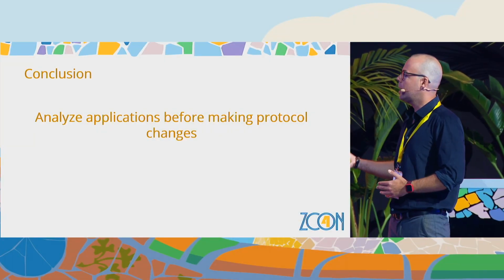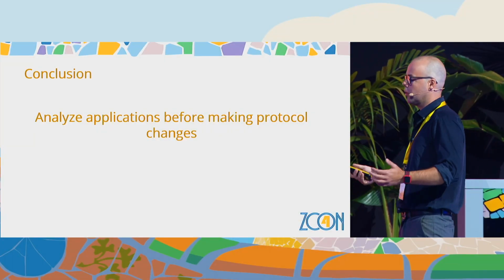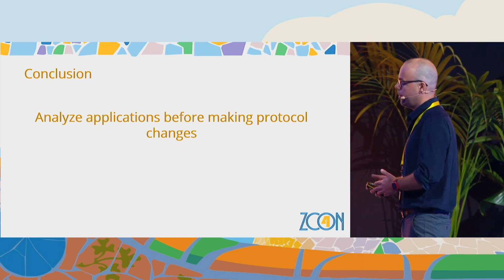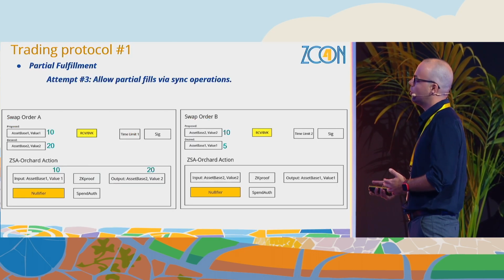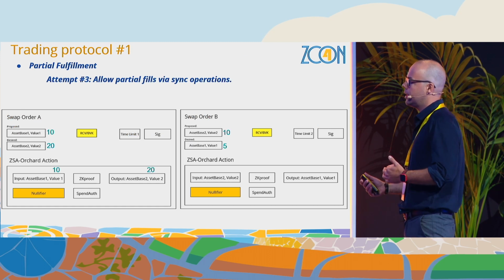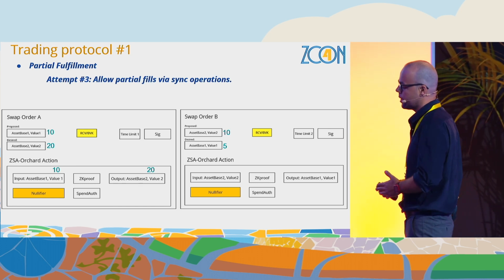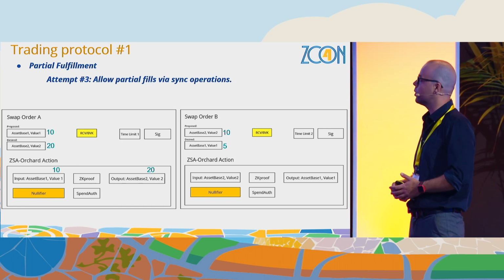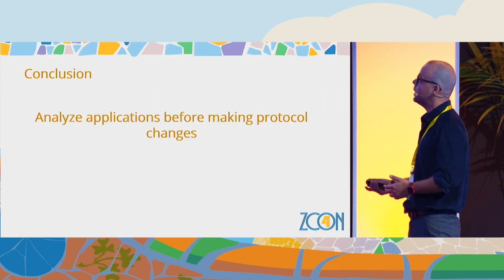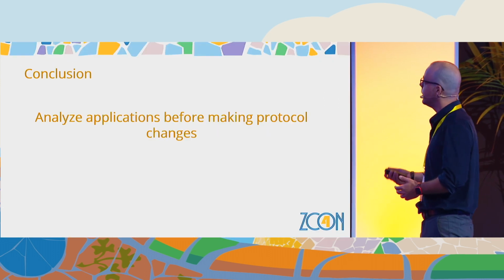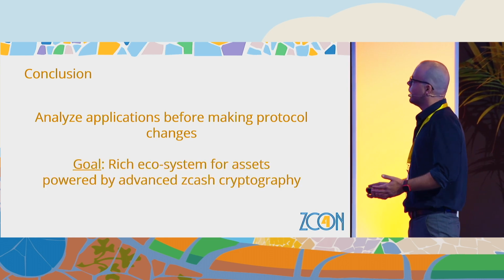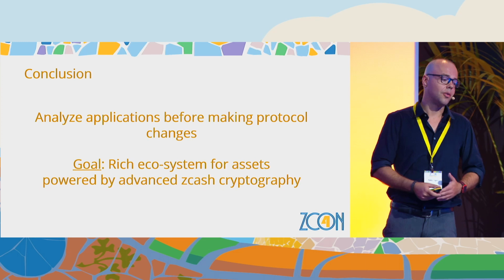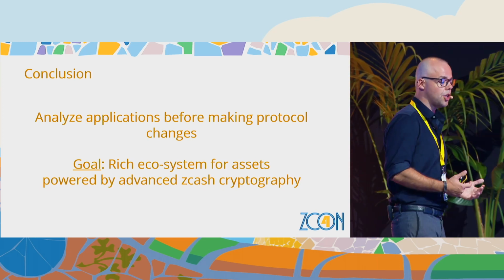Okay, so we conclude with the fact that we need to analyze the applications. Sure, we can do some protocol changes, but we want to make sure that this is adopted, and we want to make sure that at the application level, this is not too hard, and there are no edge cases that we didn't think of when making protocol changes. So we want to analyze the application thoroughly before. The final goal of all of this is to allow a rich ecosystem powered by advanced Zcash cryptography.